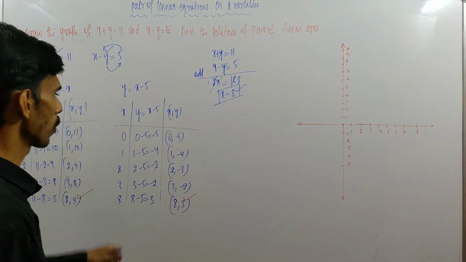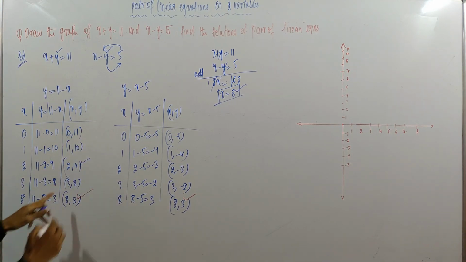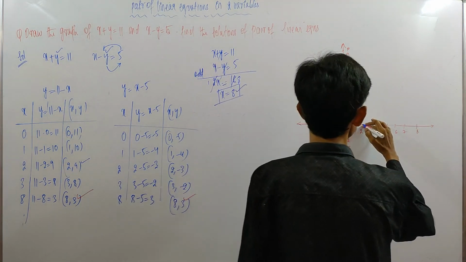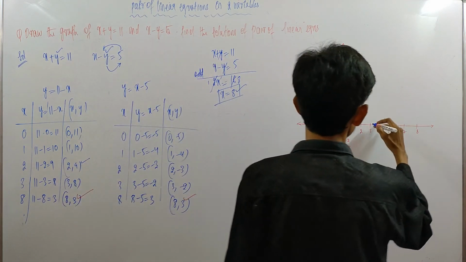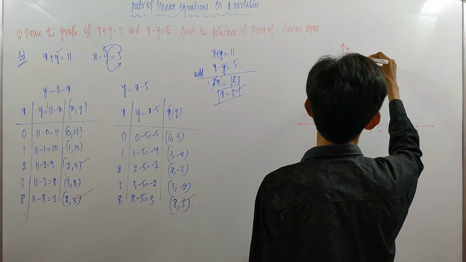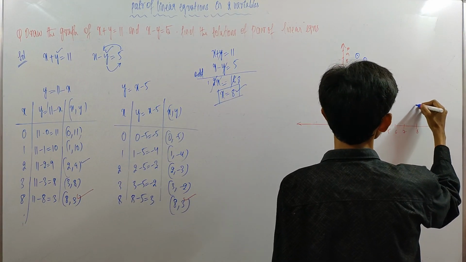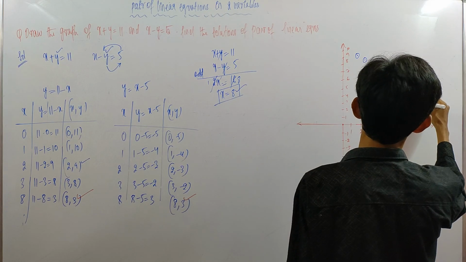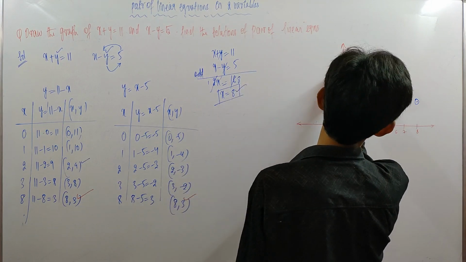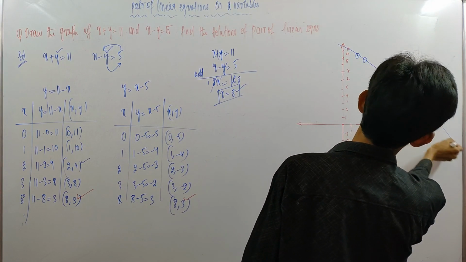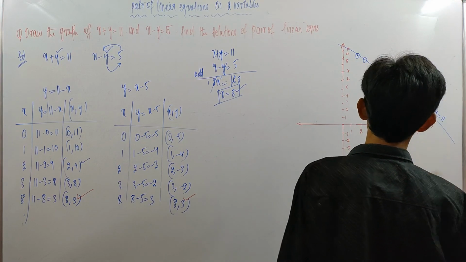Now let us plot these points on the graph. We have 0 comma, let us leave this point. Start from here. We have 2 comma 9. Here we have 2 and 9. So this is the point 2 9, 3 8. 3 to 8. We have this point. 8 comma 3. We have this 8 up to 3 is here. So 8 and 3 will be here. Now if we join this, we will get a straight line. This is the straight line given by x plus y is equals to 11.